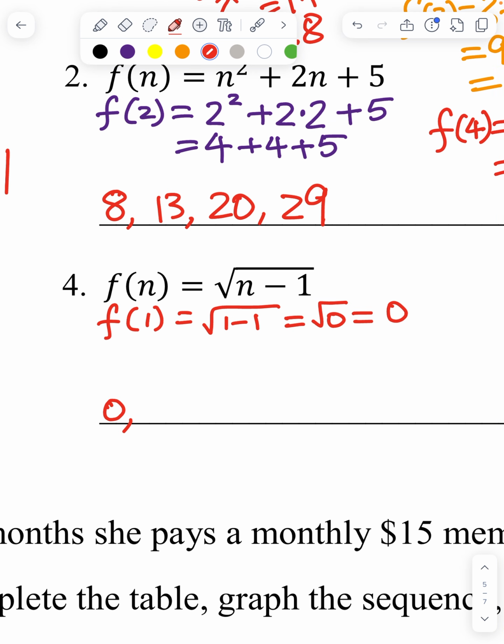Okay, let's do the second term. When n is equal to 2, this is going to be 2 minus 1. 2 minus 1 is just 1. Square root of 1 is also 1.